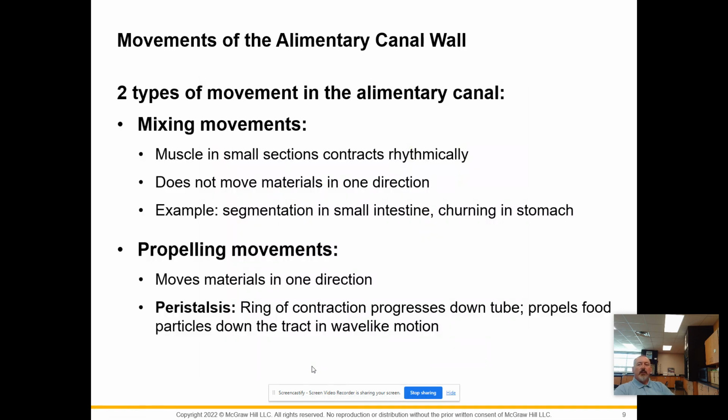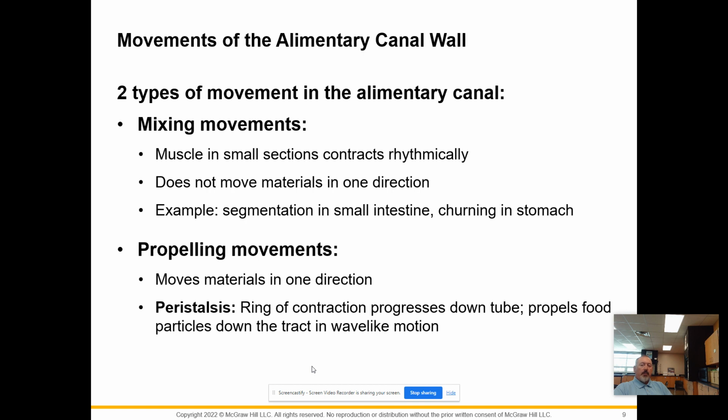So 2 types of movements that we see in the alimentary canal. One is the mixing movement. You have your stomach and small intestines that are going to churn, move things back and around. It is not directional. It's just going to essentially massage back and forth in the fluids with the enzymes to make sure that we're coating and getting as much exposure as possible on those food parts.